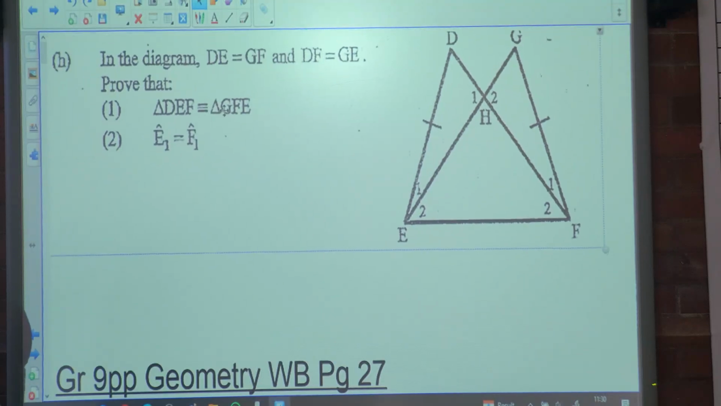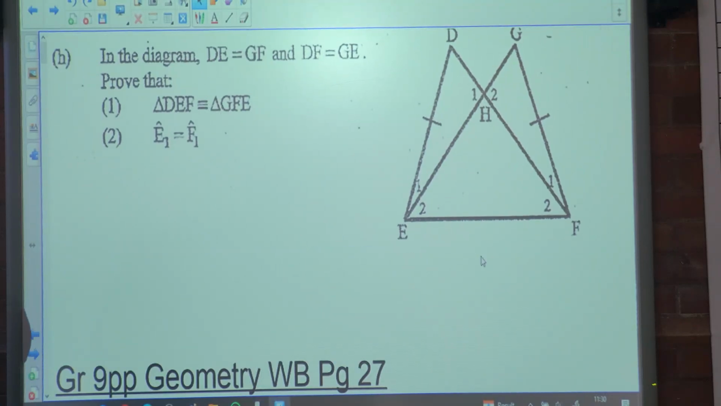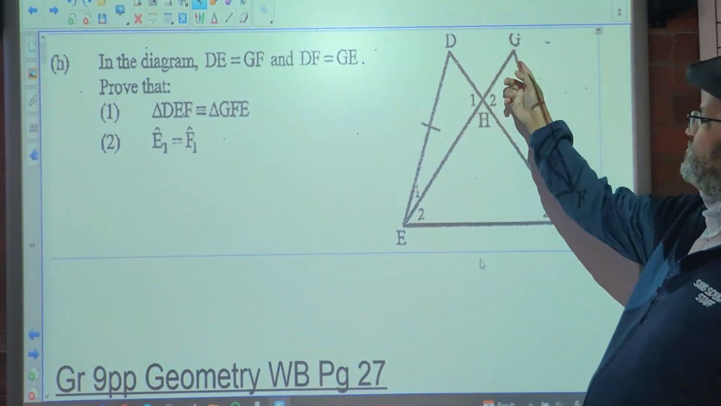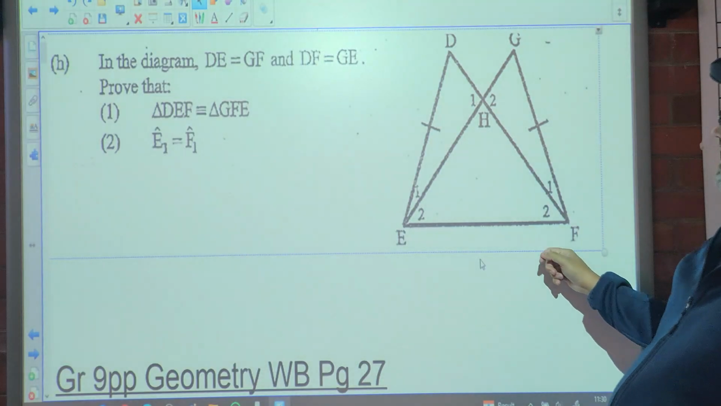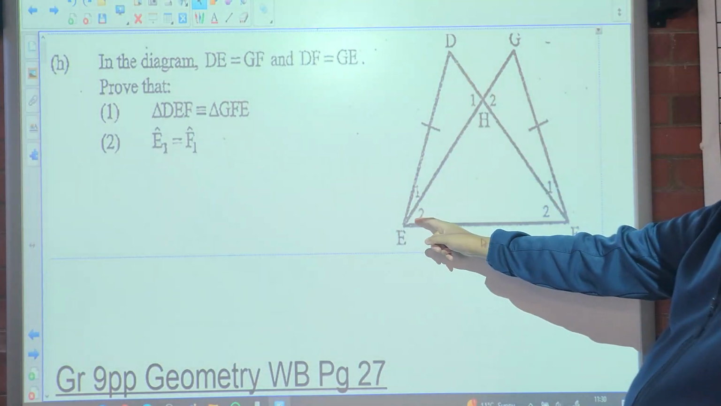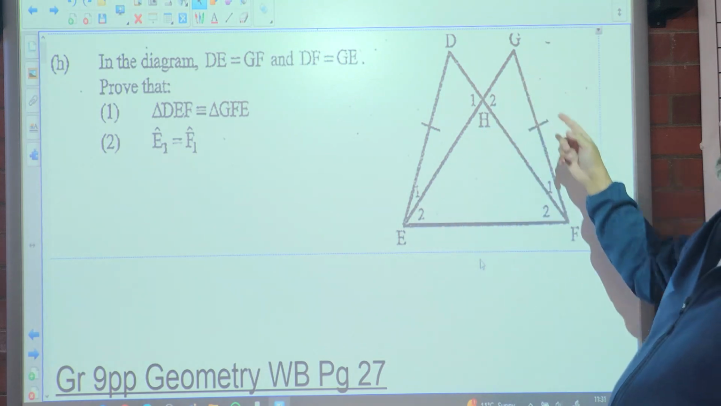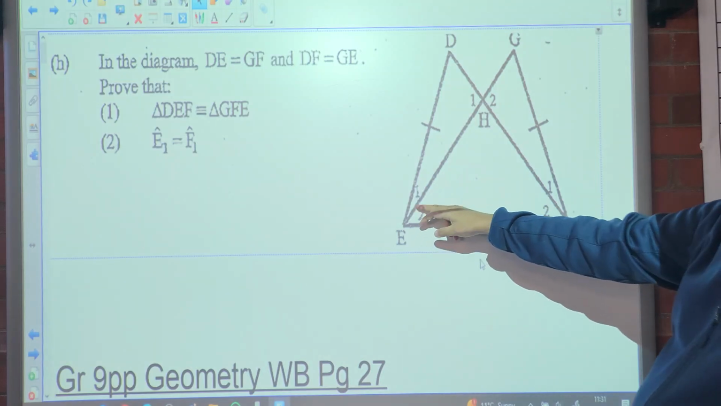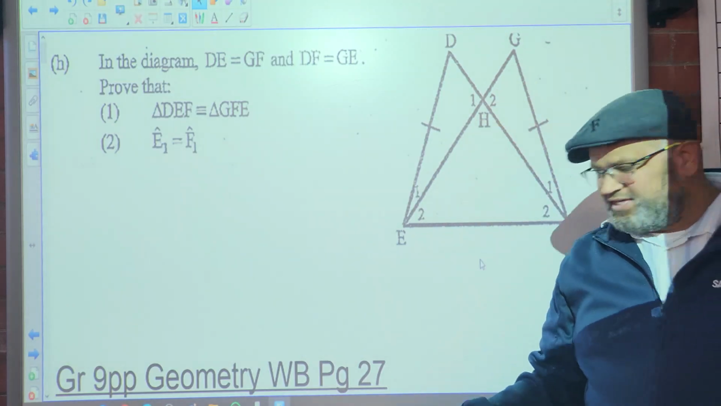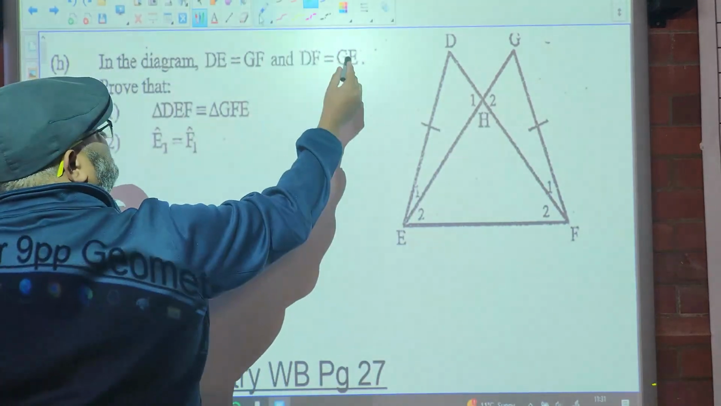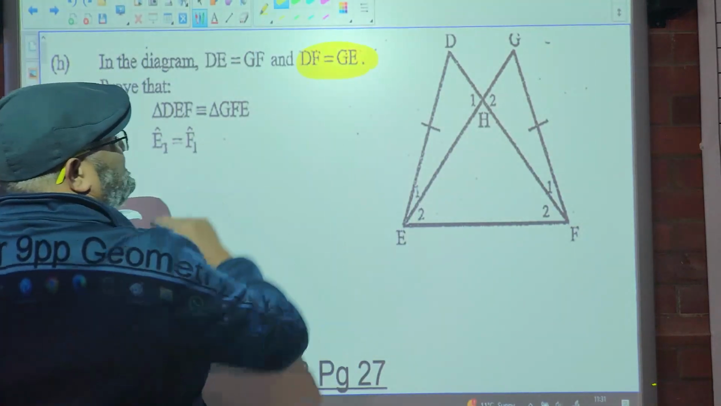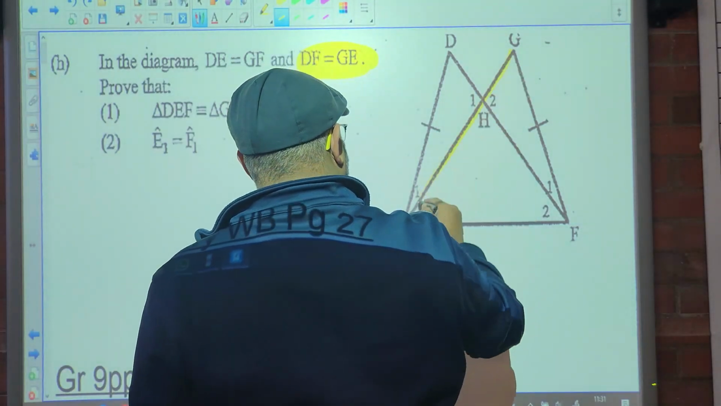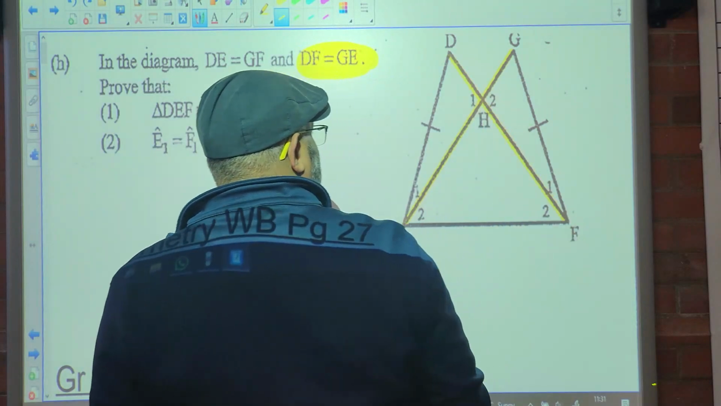People? H. We are told that in the diagram DE is equal to GE. DE is equal to GF. DF is equal to GE. Now, this part here is not mentioned on the diagram. It's not indicated on the diagram. Not so. I'm going to write it in here. Just that we don't forget, okay?